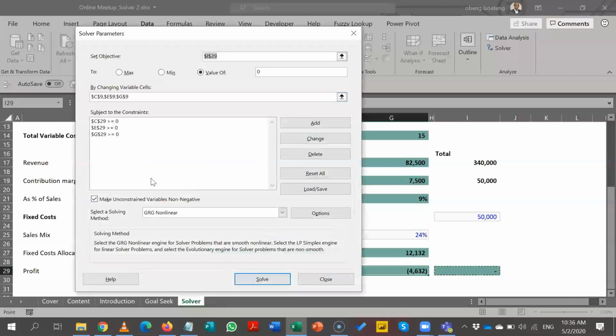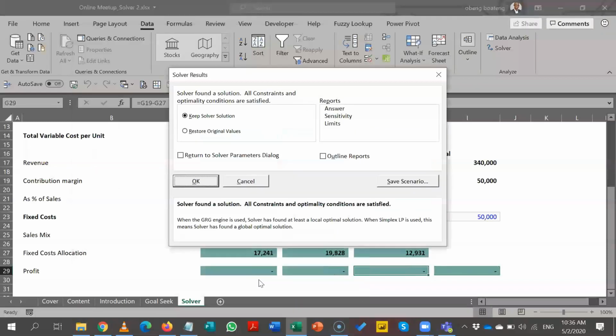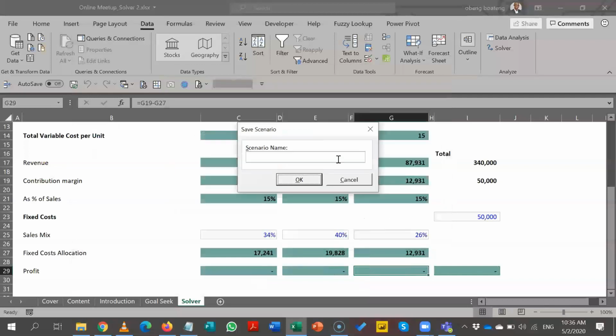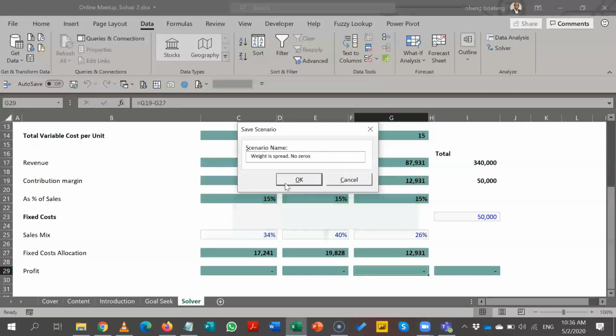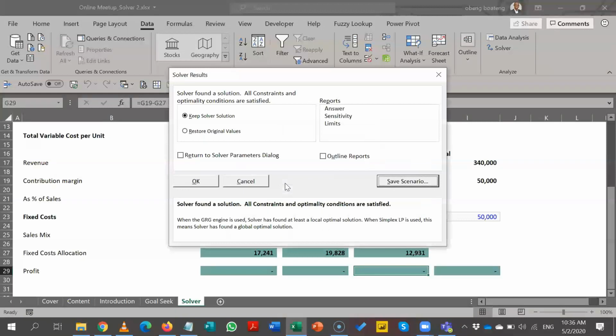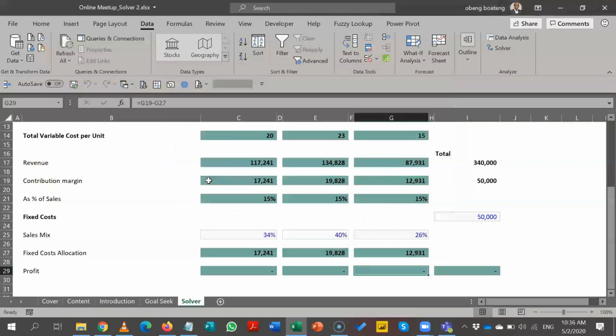So I have amended this. All the others remain the same. And then I'll solve this. I'm going to save this scenario as weight is spread, no zeros. Okay. If I like, I can click OK or I can click cancel. It is saved already, so it doesn't matter. Okay. So I'll click OK.